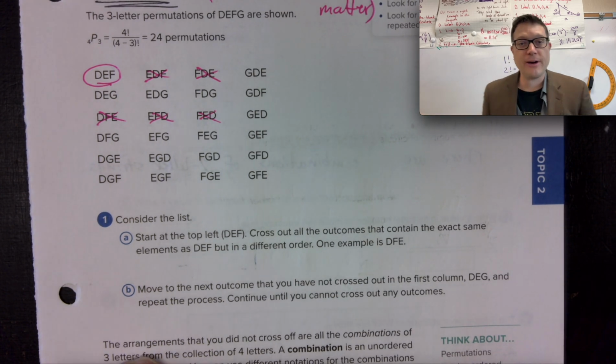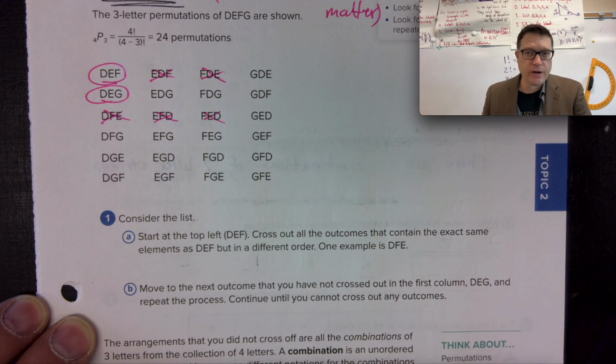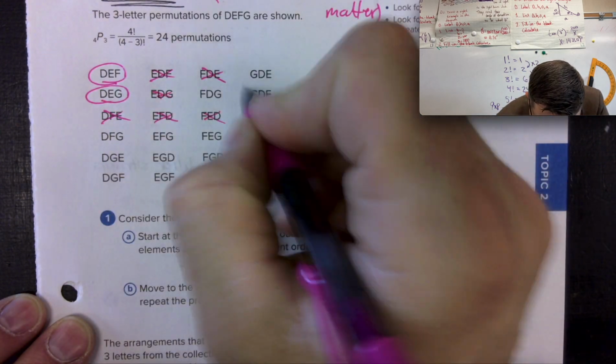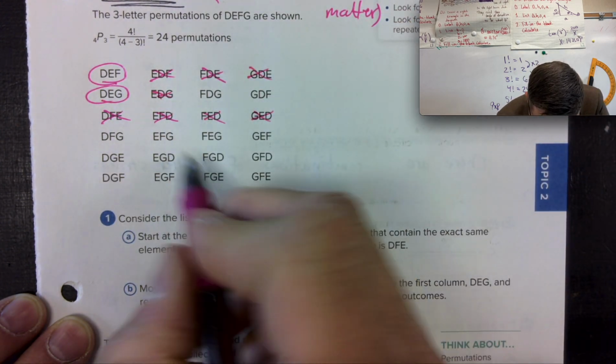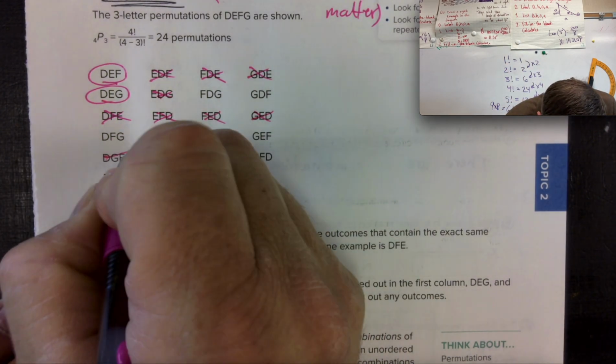Okay, next up, we're going to find all the DEGs, and we're going to cross out everything else that uses the letter D, the letter E, the letter G in a group and say those don't count. Like this one, like this one, like this one, like this one. There's one more. Oh, here it is.